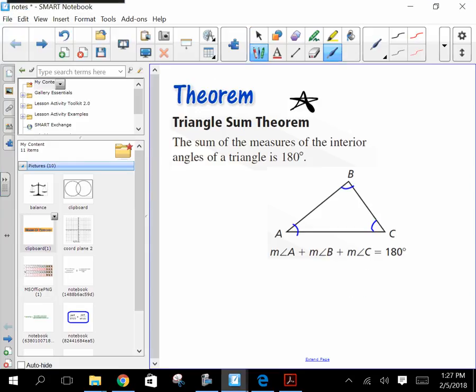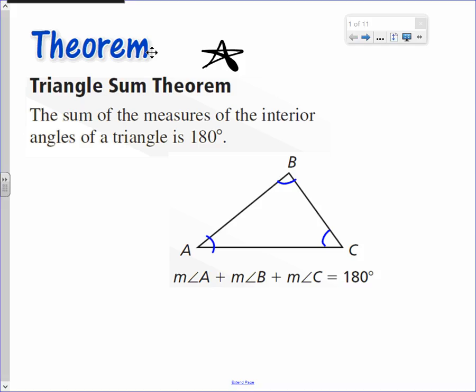Recall. Garcia, do you remember what the little m means again? The measure. The measure of an angle is always in degrees. So the degrees of angle A plus the degrees of angle B plus the degrees of angle C equals 180. A, B, C. You know this already. We already did that.